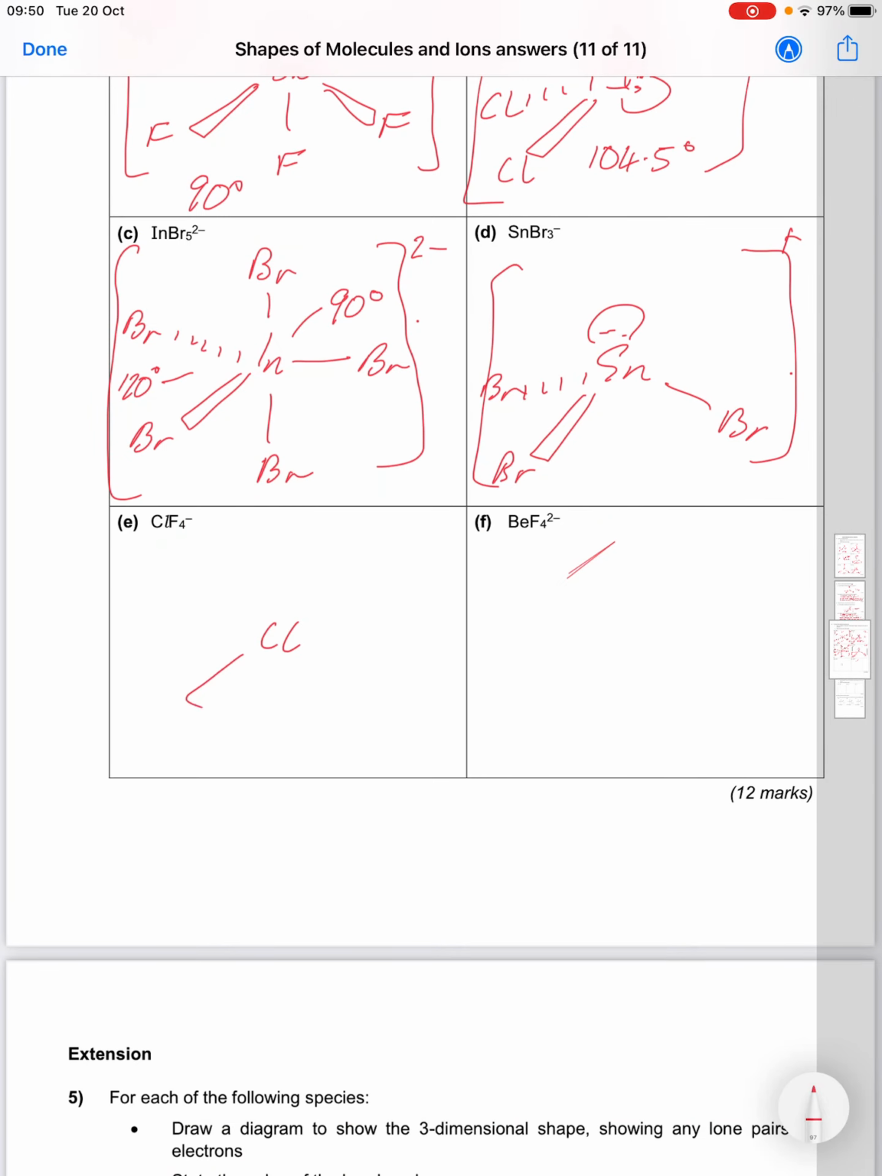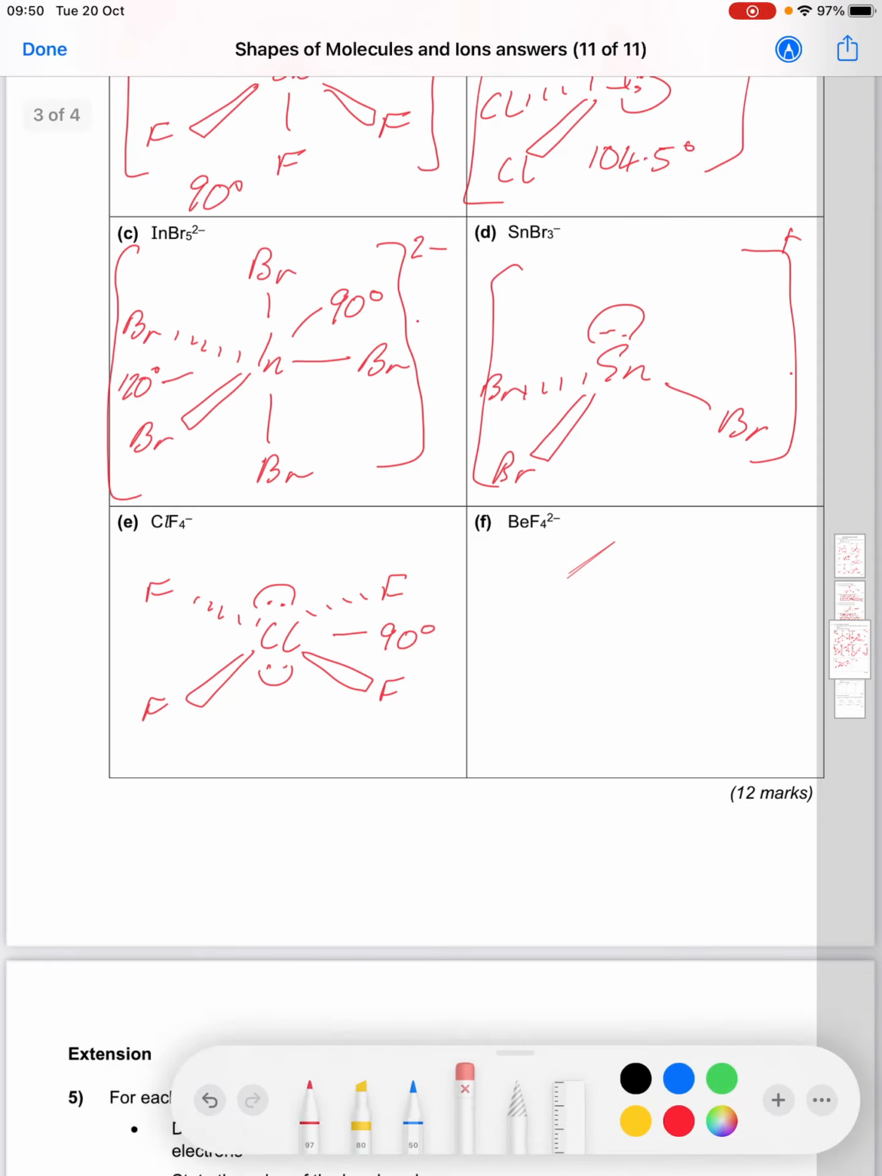So there's chlorine, fluorine, fluorine, and a bond angle of 90 degrees in there. Okay, next one.